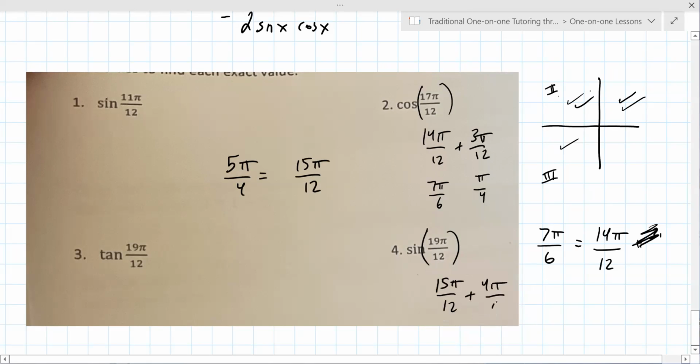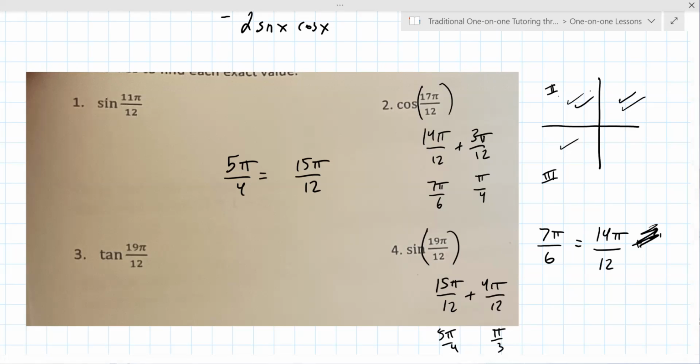Right. And that one works. That's pi over 3. That's good. That's 5 pi over 4. But again, it took one from the third quadrant and one from the first quadrant to figure it out.